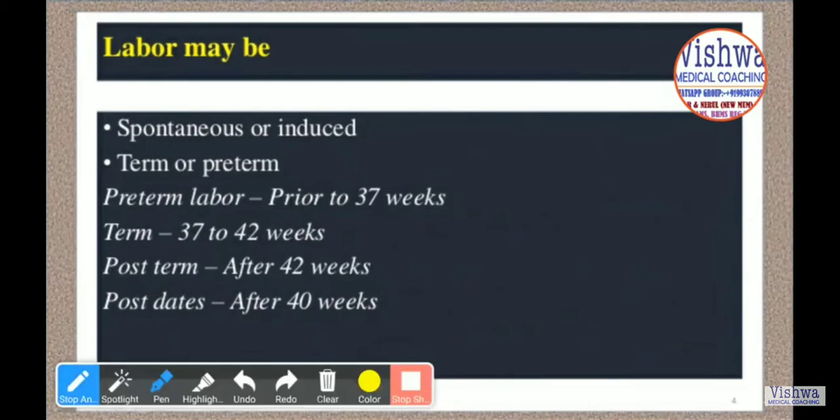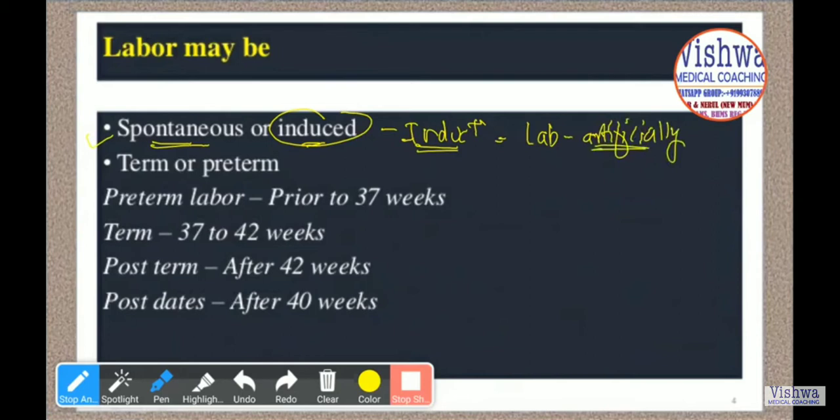It can be a spontaneous onset or an induced labor. Remember, induction of labor is a condition where the labor is artificially produced. For example, we have a post-dated pregnancy in which the patient is crossing the date. The date is already over. In that case, it is an induced one. And if it starts automatically, it is called a spontaneous labor. So depending upon the onset of labor, we can have two types, spontaneous or induced.